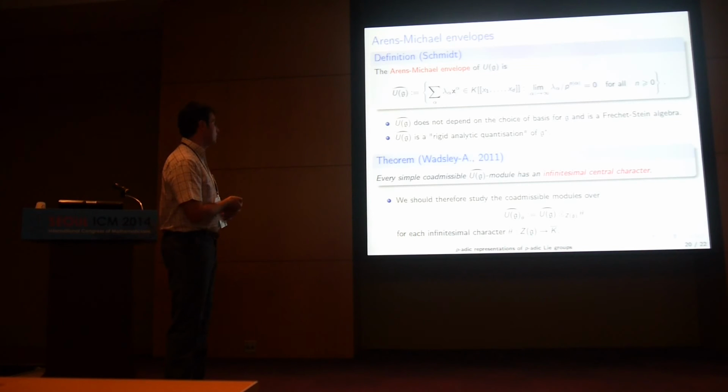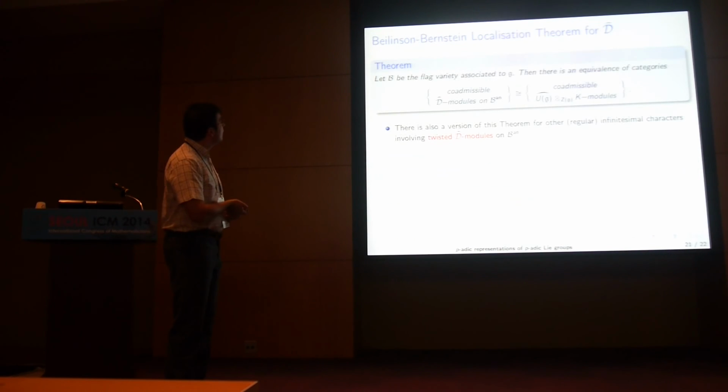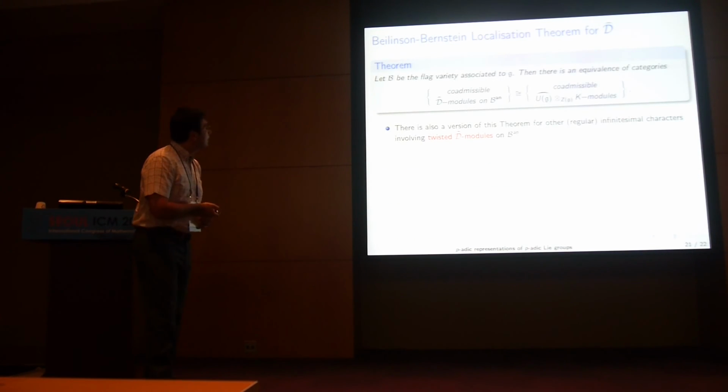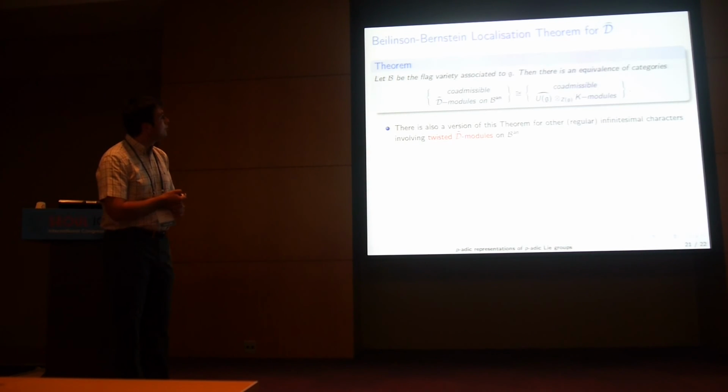What can we say about this algebra? This is where D-hat comes in. We can prove that co-admissible U-hat modules with trivial infinitesimal character are equivalent to co-admissible D-hat modules on the flag variety. This is an exact analog of the Beilinson-Bernstein localization theorem for D-hat. And you can localize these things to the flag variety. But then the price you pay is that you have to talk about D-hat.